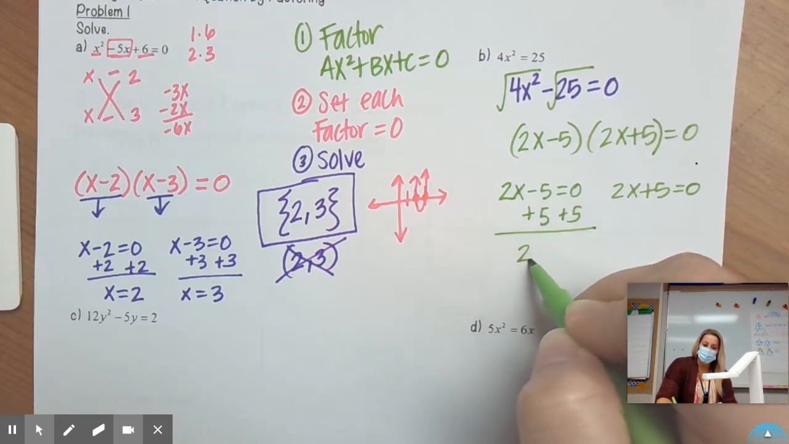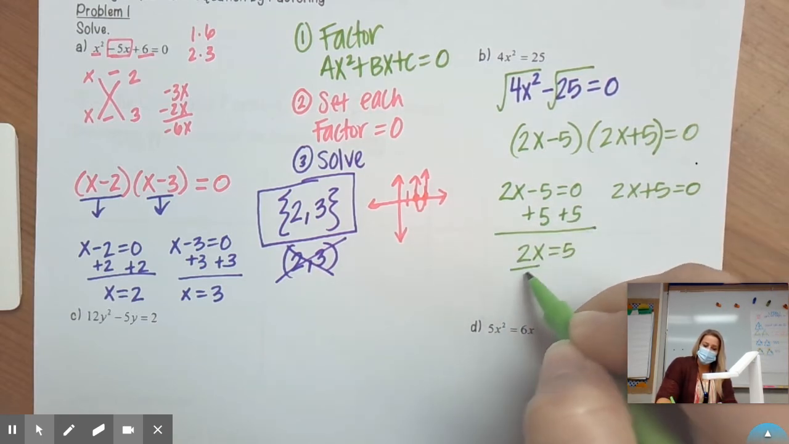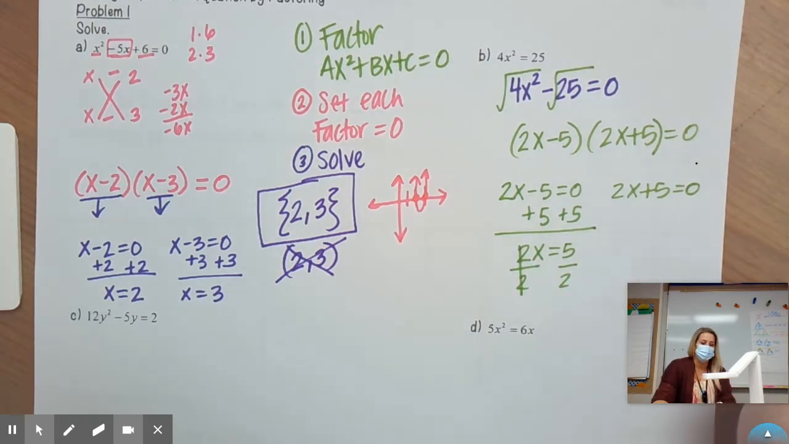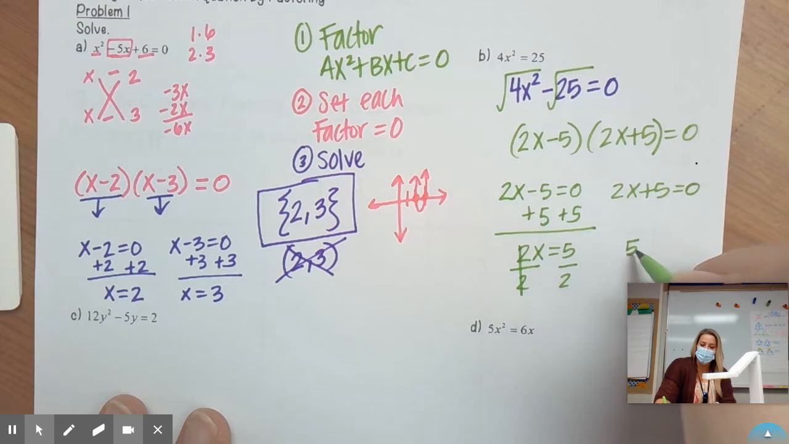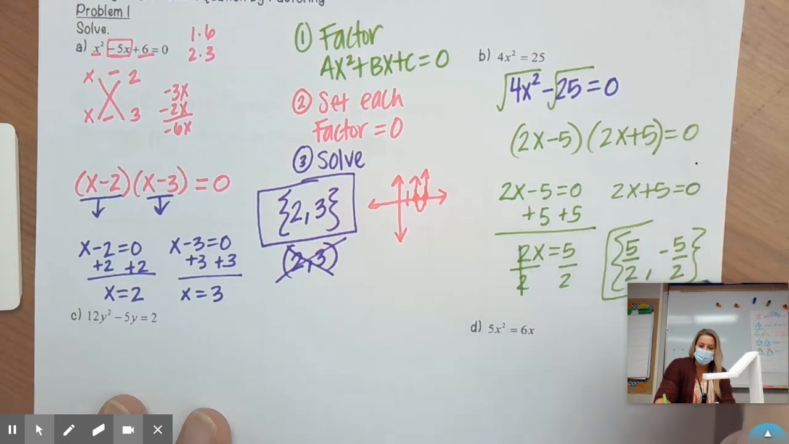So I'm solving for x. Now notice that the only difference between these two is positive and negative. So we could really say 5 halves and negative 5 halves without having to solve both of them.